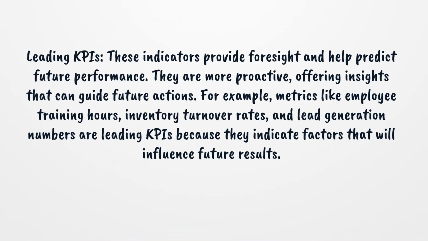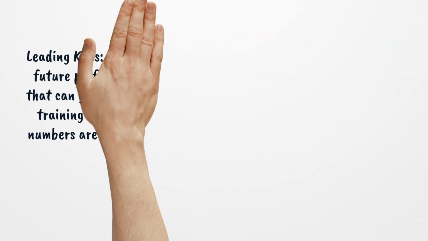Leading KPIs. These indicators provide foresight and help predict future performance. They are more proactive, offering insights that can guide future actions. For example, metrics like employee training hours, inventory turnover rates, and lead generation numbers are leading KPIs because they indicate factors that will influence future results.